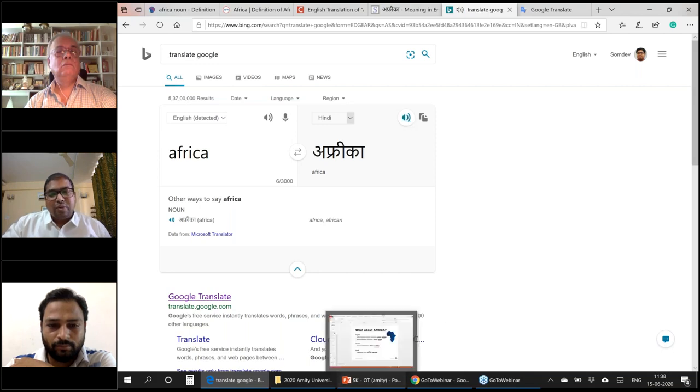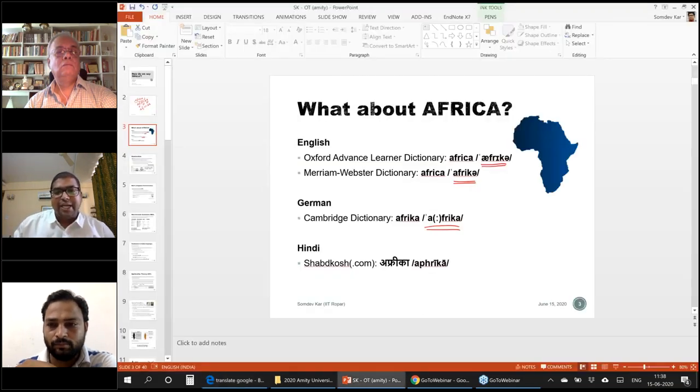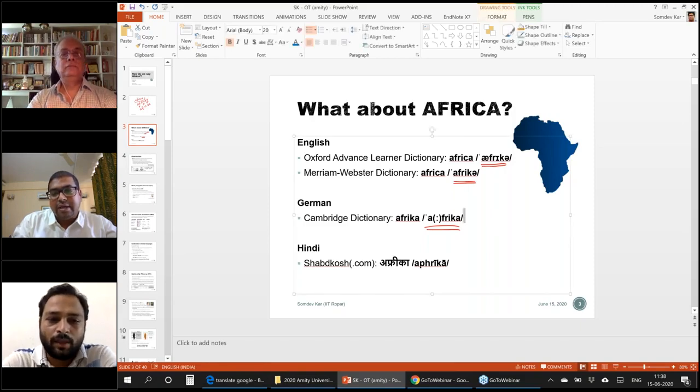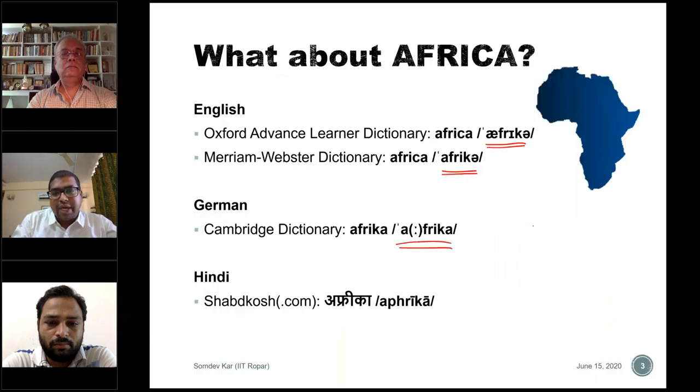Africa. Okay, so I guess now you get an idea where it differs. It differs in these areas. So in Hindi, it sounds more like "af" and then "free" and then "ka".